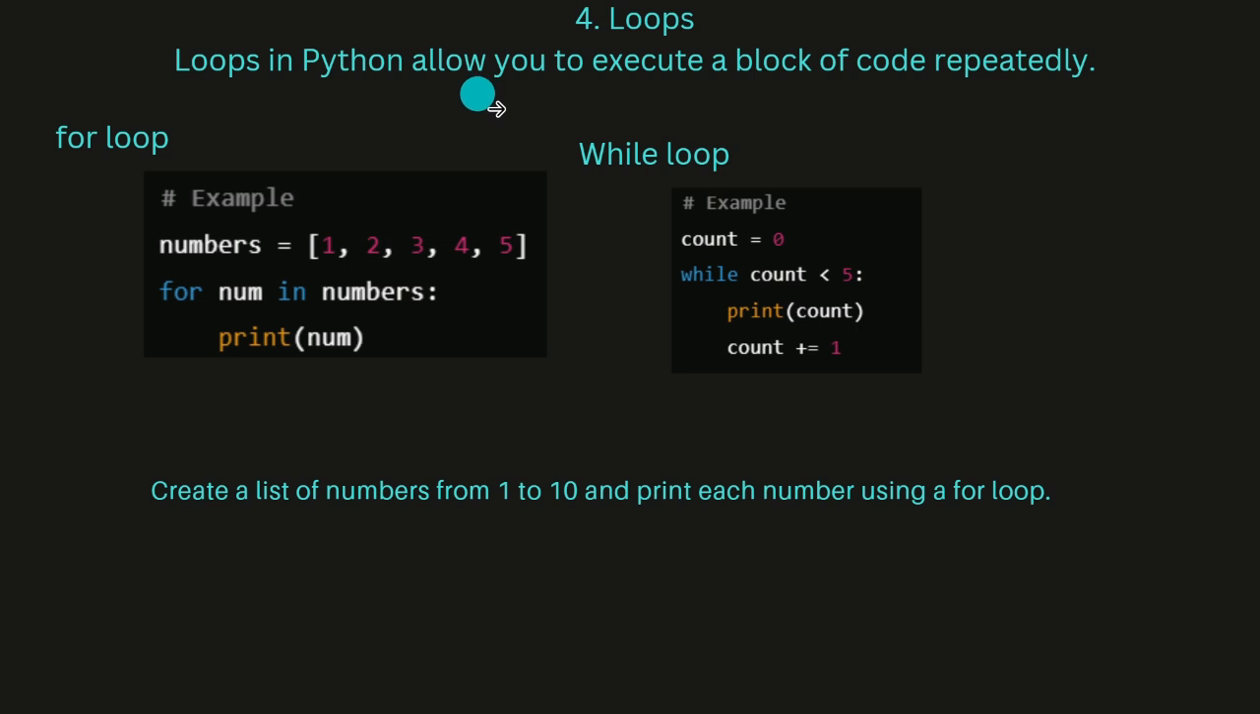And fourth is loops. Loops in Python allow us to execute a block of code repeatedly. Like you see in the example, the for loop is used to repeatedly print the list 1 2 3 4 5, and the while loop is used to print the count. And the exercise for you: create a list of numbers from 1 to 10 and print each number using the for loop. So this is the task for you, do it.